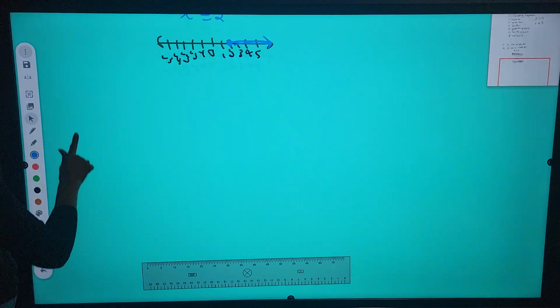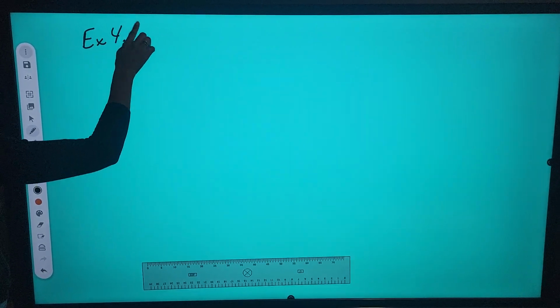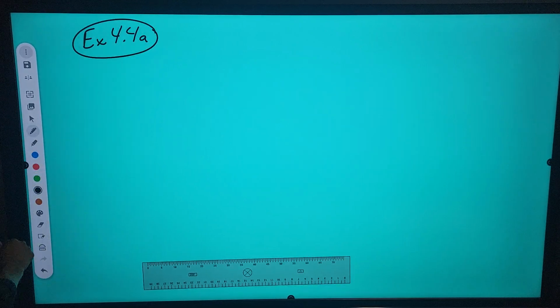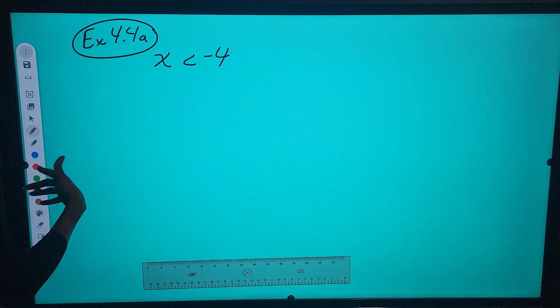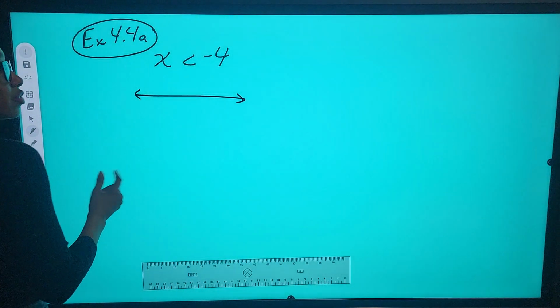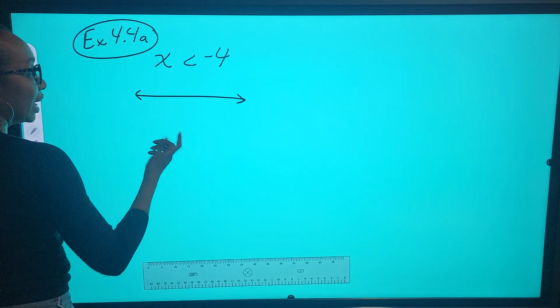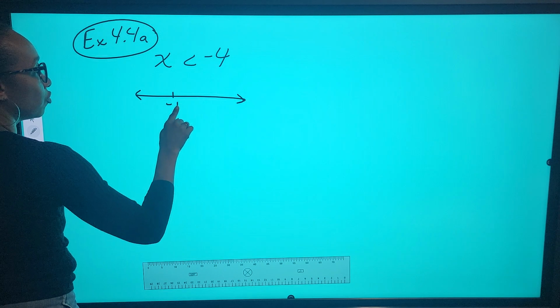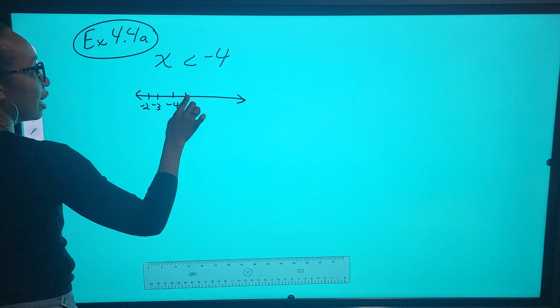I am looking at example 4.4a. The first one has x is less than -4. Okay? Now, if you're sketching, you don't have to have a ruler like I had. You could just draw a little number line. You don't have to fill in all the numbers. You just need enough to represent what you're showing. So I see that I need a -4. So I know I'm going to have -4 somewhere on there. I'll give a few numbers before it. I'll give a few numbers after it.